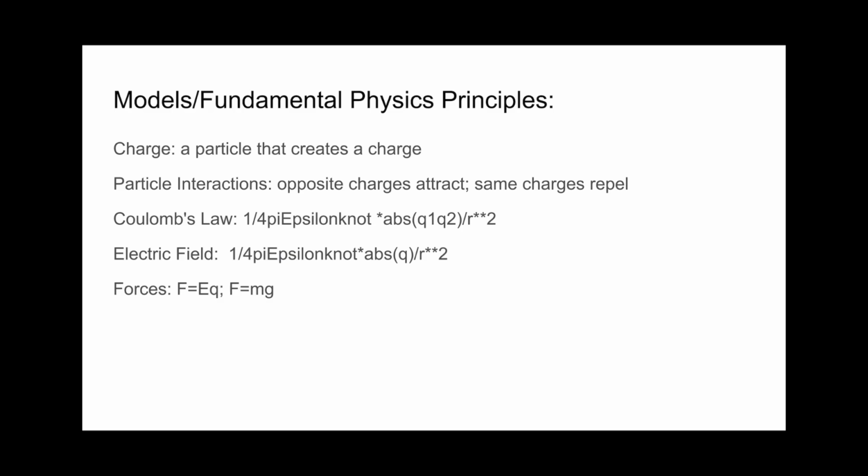Coulomb's law is 1/4 pi epsilon naught times the absolute value of the two charges multiplied by each other over r squared. Electric field is 1/4 pi epsilon naught times the absolute value of q over r squared, and the force from an electric field is F = EQ, and the force of gravity is mg. Review of main results: the tape had an excess charge of 9.2 times 10 to the minus 6.